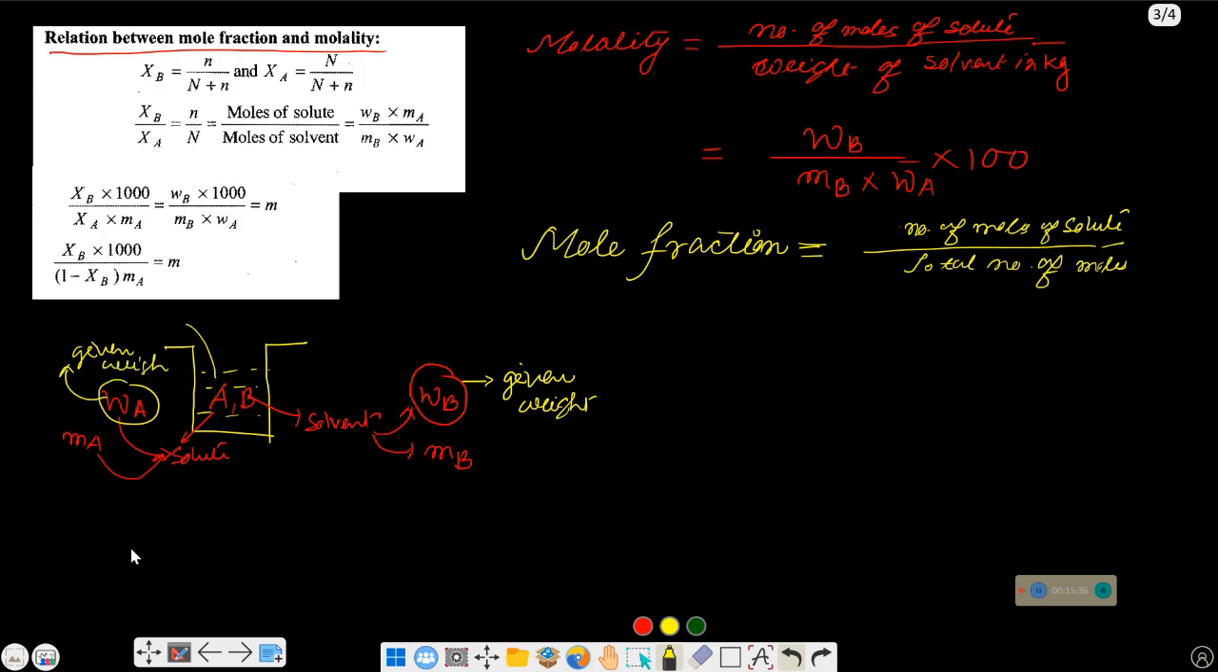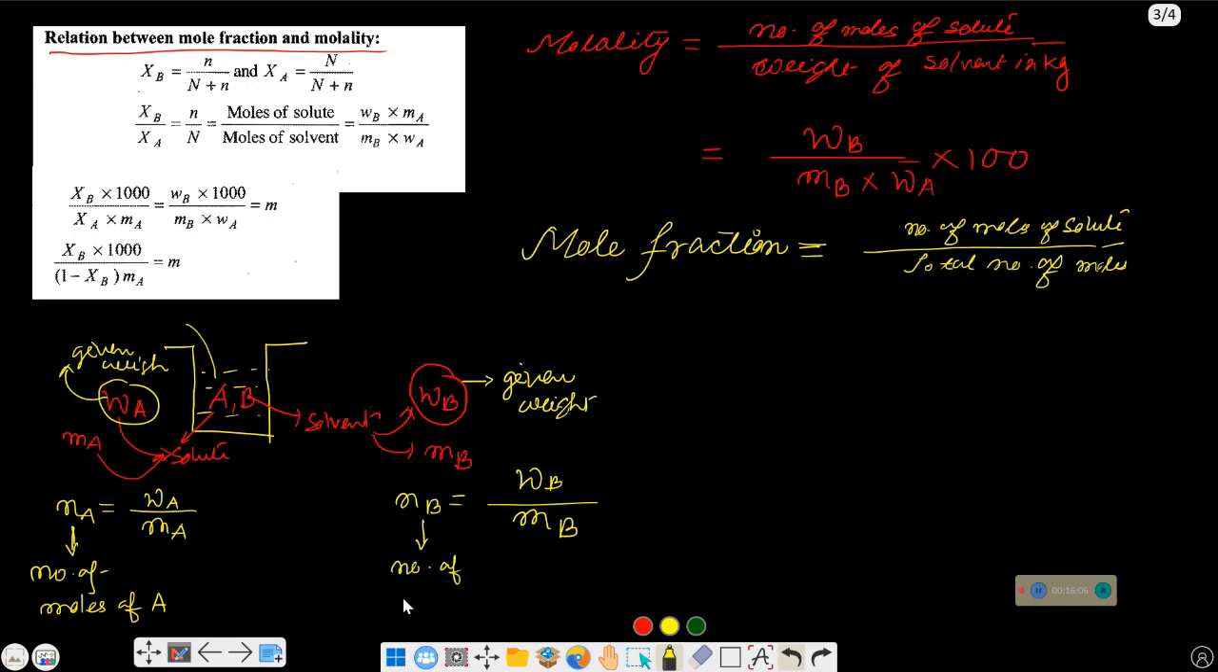So now we will calculate the number of moles of A. Suppose nA is the number of moles of A, what will be this? WA by MA. Okay, number of moles of B, suppose it is denoted by nB, so WB by MB, right? So this is the number of moles of A, and this is the number of moles of B.